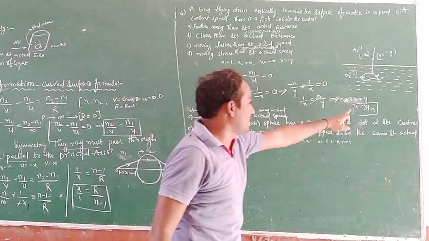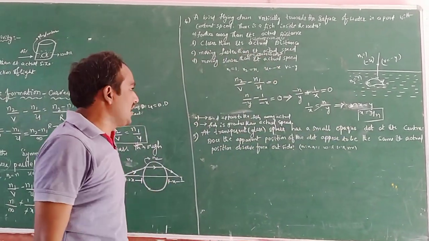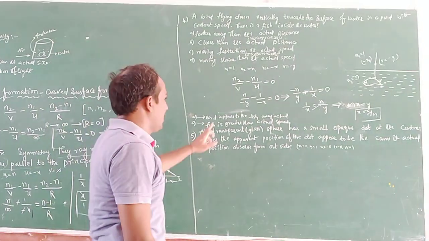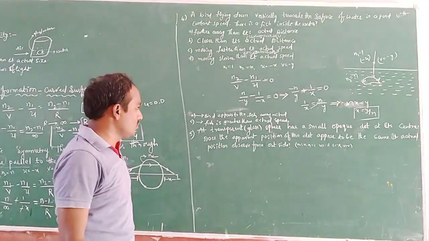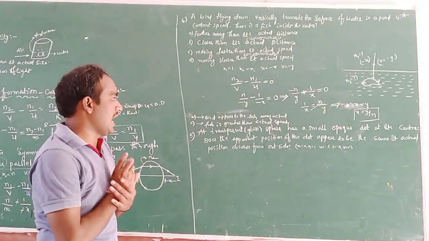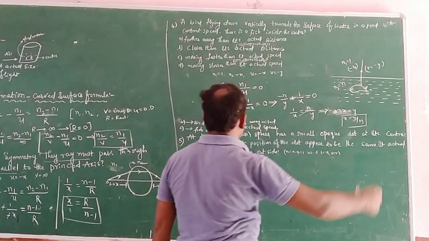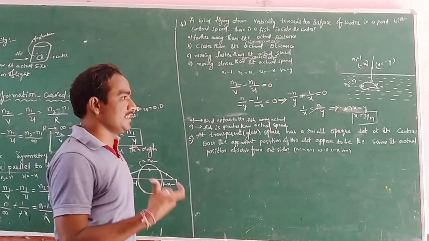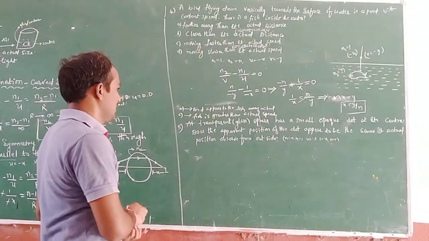Finally what do we get? x is equal to y by n. So n is nothing but the n value, which is greater than 1. That's why the bird appears to the fish away from the actual distance. And one more thing, how will the speed appear to the fish? It is greater than the actual speed. So that's why we know these values.